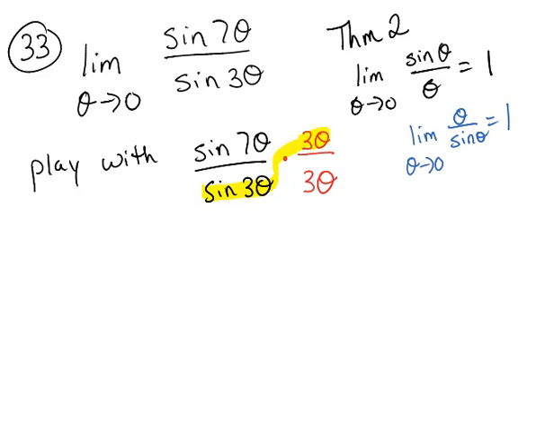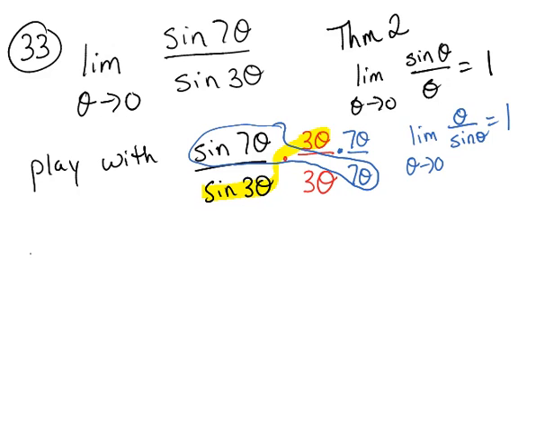Well, we also need a 7 theta over 7 theta. Because if we did that, then we would have sine 7 theta over 7 theta. And we would know that that blue circled thing goes to 1 as theta goes to 0, and the yellow goes to 1. And then you would be left with 7 theta over 3 theta, and your thetas would cancel. So that's kind of the strategy that you want to take on this problem.